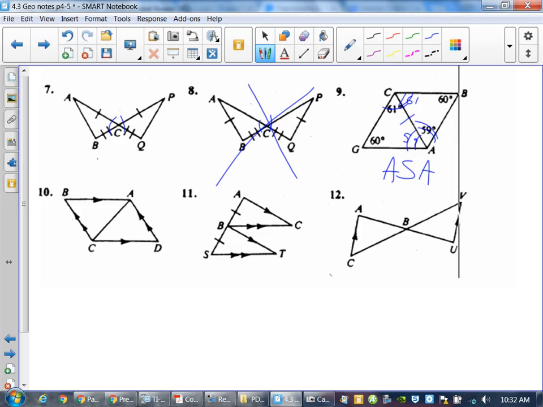Parallel lines cut by transversals. 9 times out of 10, when you see them enclosed like this, where they kind of look like a parallelogram, you know right away that that's going to be reflexive. Do you agree? If you have both sets that are parallel, you also wind up with alternate interior angles. So what do you get? Angle, side, angle.